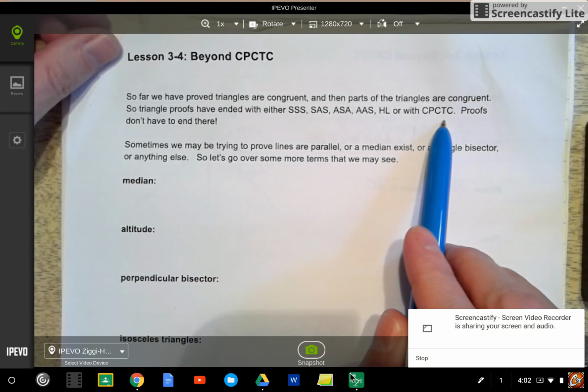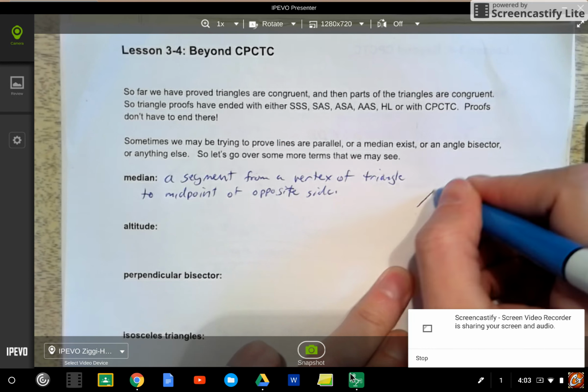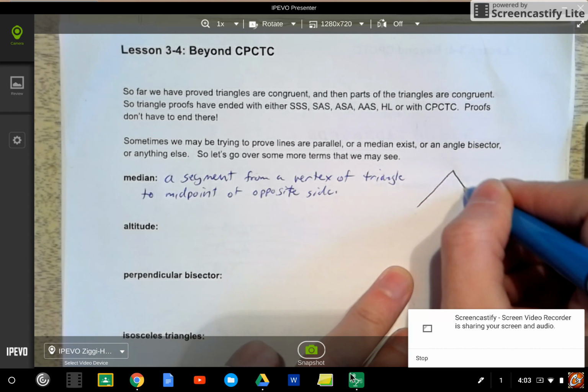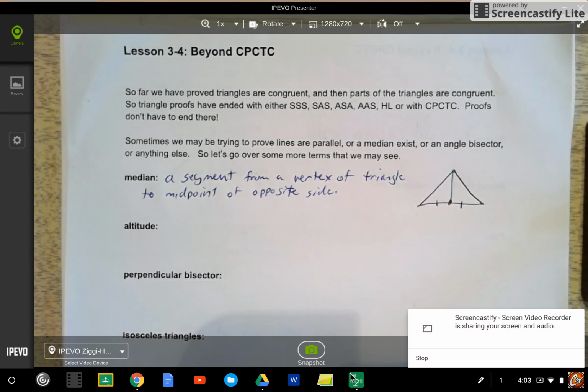A median, for example. A median is a segment from a vertex of a triangle to the midpoint of the opposite side. Okay? In other words, if I were to draw a triangle, let's draw a little triangle over here, and put a midpoint on here. So there's a midpoint of that side. The median would be this segment here that connects from a vertex to the midpoint of that opposite side. That's a median.